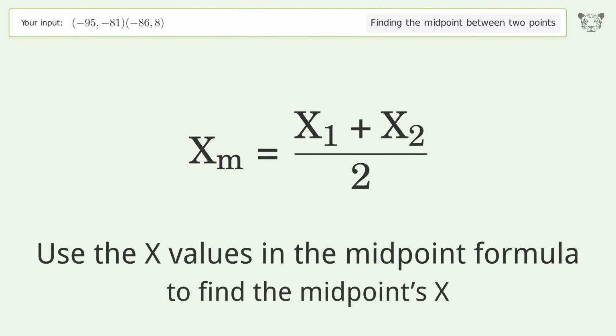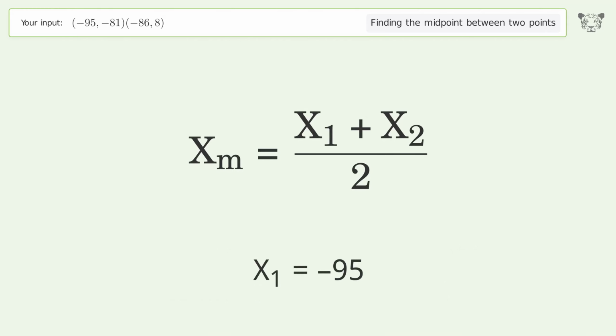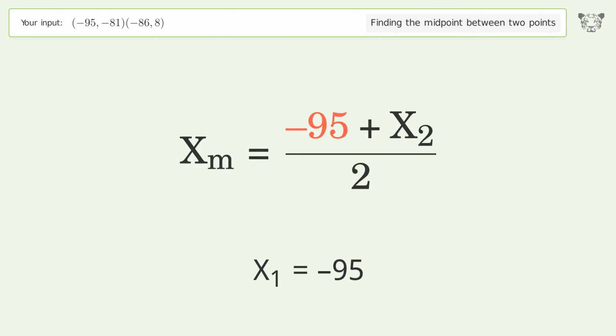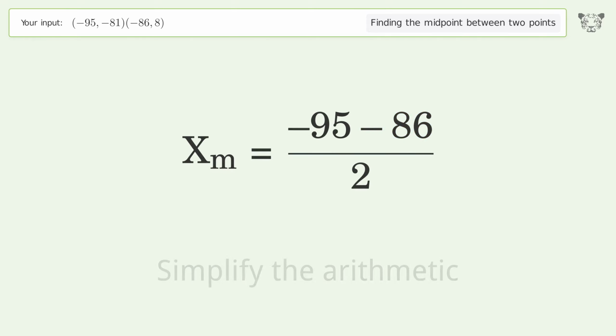Use the x values in the midpoint formula to find the midpoint's x. x1 equals negative 95. x2 equals negative 86. Simplify the arithmetic.